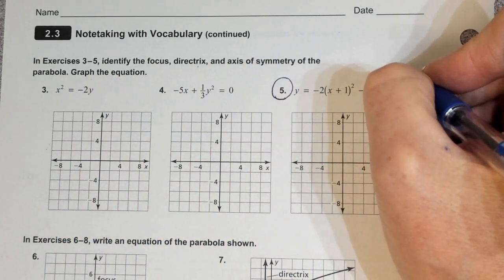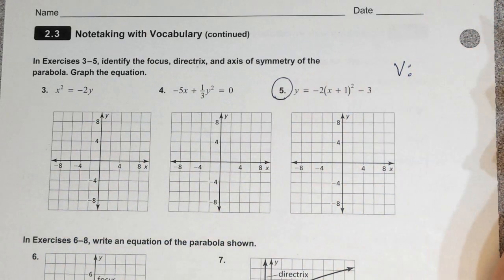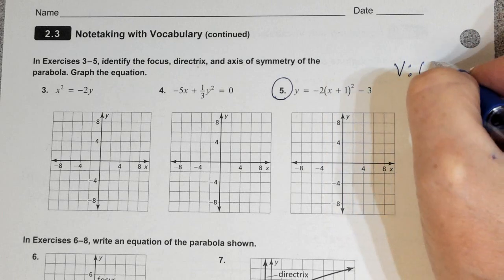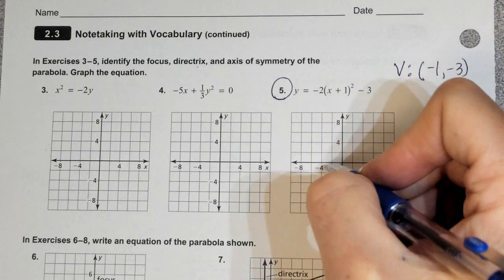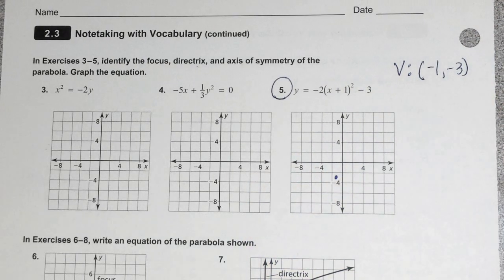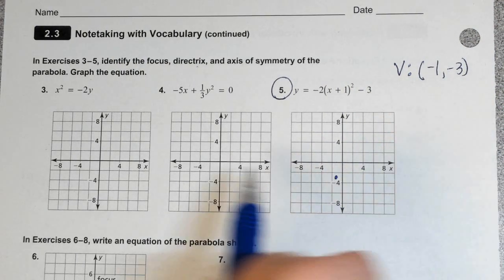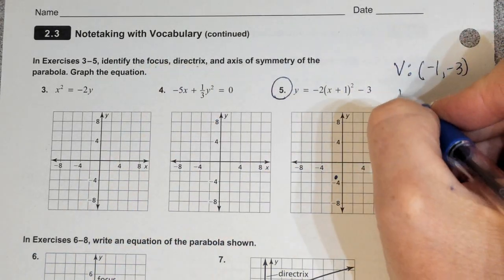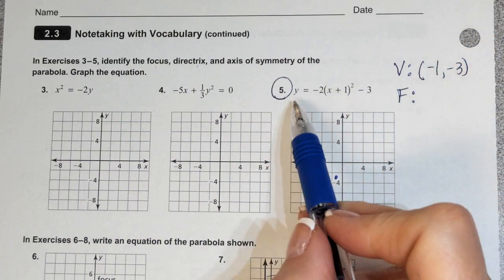First of all, we need to know the vertex to be able to find any of the rest of that stuff. So what do you think? Haley, what's the vertex? -1, -3. Good. So I'm going to go ahead and graph that, -1, -3. I like to graph as I go. Okay, so next thing I'm supposed to find is the focus. This is kind of tough.